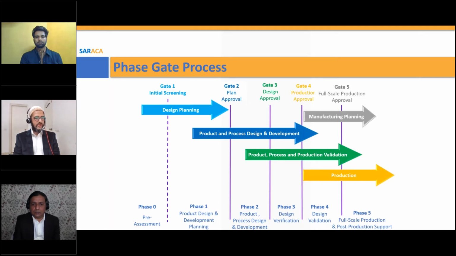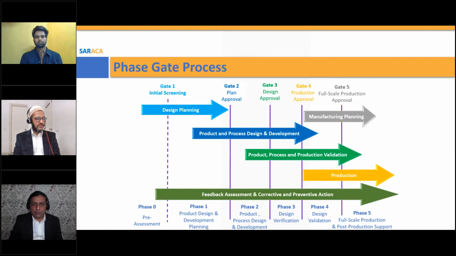Full scale production and post production support is the fifth phase. So throughout these phases, feedback, assessment, corrective and preventive action will go on. At any phase, if you feel that we want to add something or something has gone wrong, there could be continuous feedback and continuous corrective and preventive action can be taken. Let's go to the next slide.